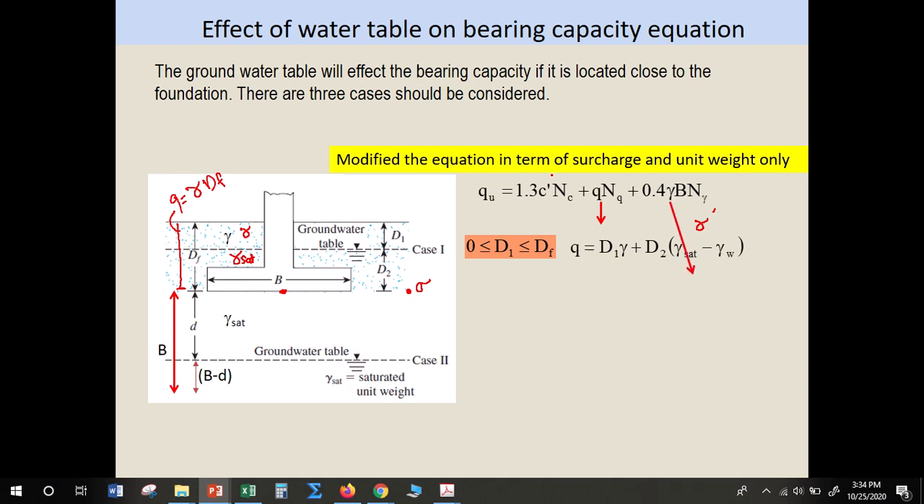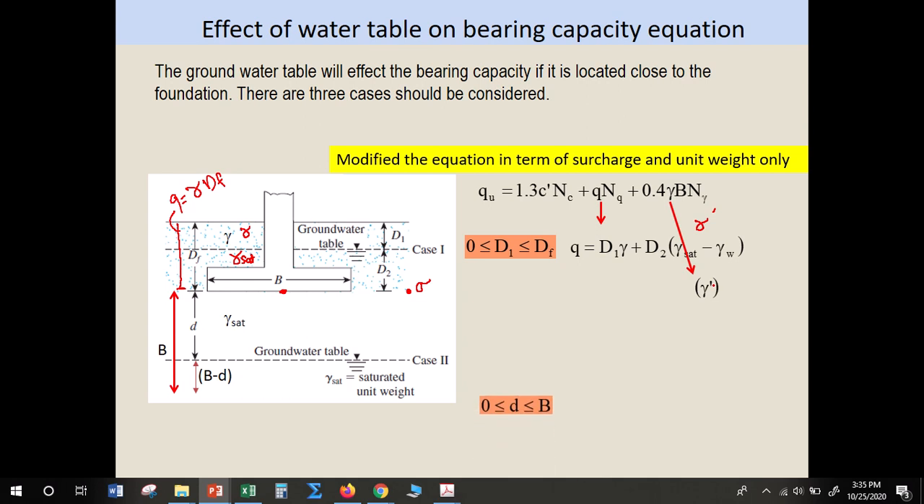And then for gamma, we also have to use gamma prime. We use gamma prime for this case because the base of the foundation is located below the groundwater table.